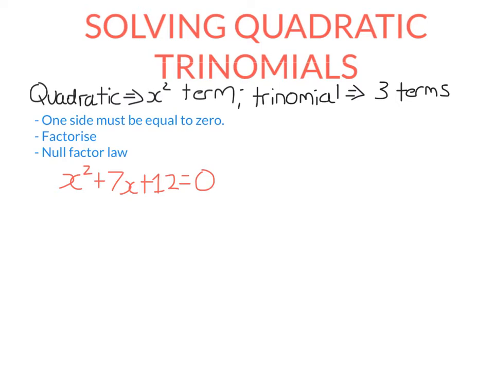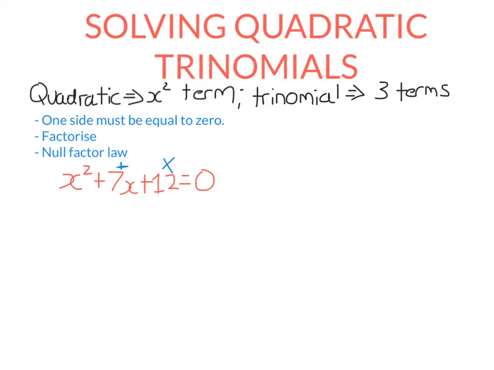So here one side is already equal to 0. Now that won't always be done for you, but because it's done for us here, we can skip straight to the second step and factorize. The way that you factorize quadratic trinomials, you find two numbers that multiply to give the constant term and add to give the number in front of x. So we find two numbers that multiply to 12 and add to 7. Those numbers are 4 and 3.